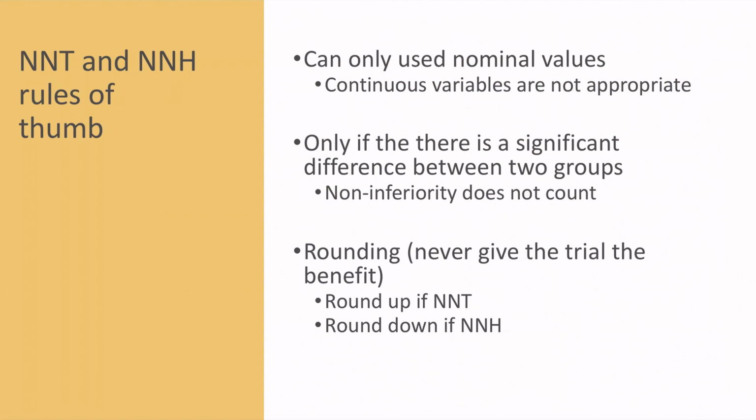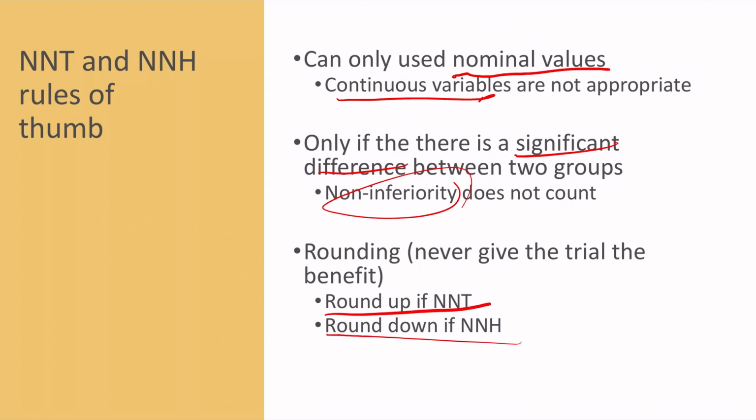Again, some rules of thumb. 1, you can only use nominal values. Continuous variables like blood pressure are not appropriate. You only do it if you have a significant difference between groups. Non-inferiority does not count. And finally, you always round up for number needed to treat and down for number needed to harm.